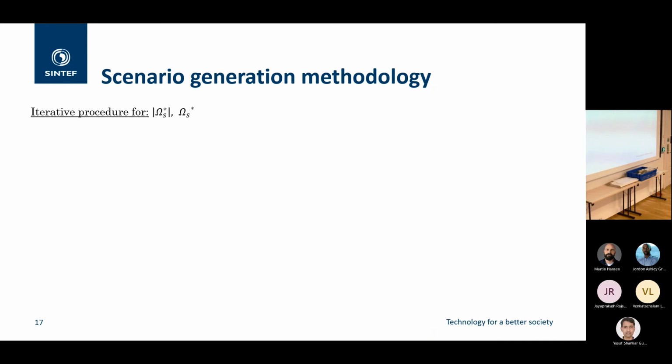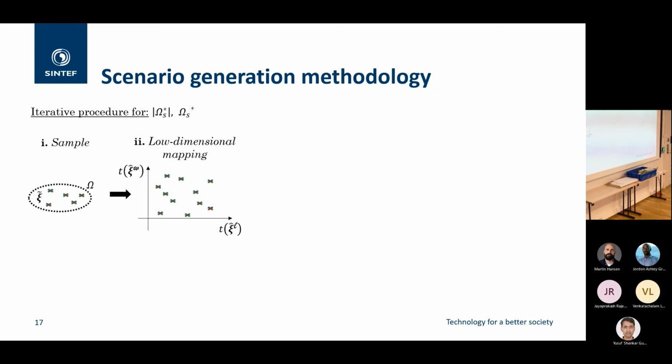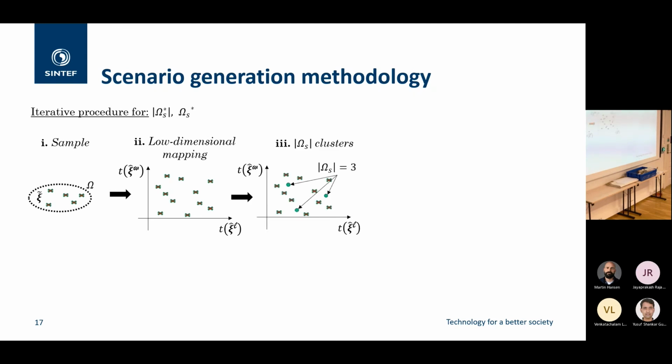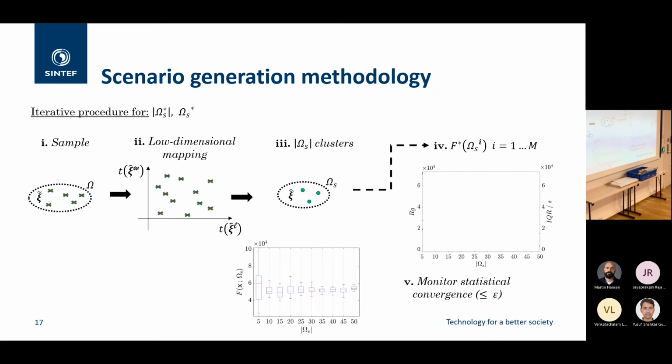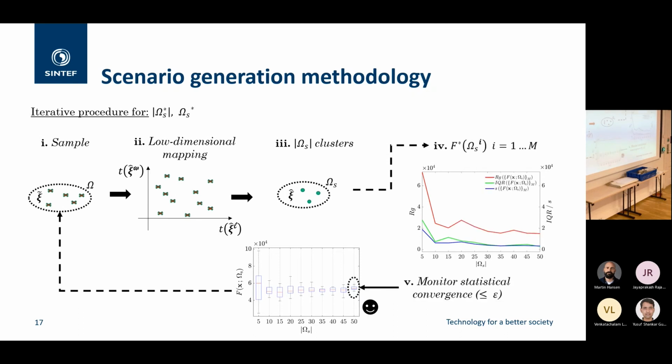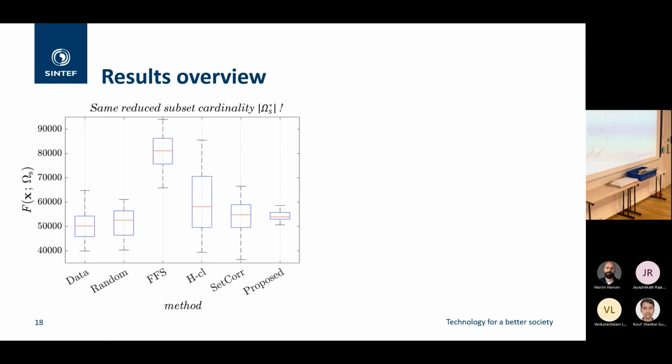So how do we decide how big this reduced subspace should be? For that, we have an iterative procedure that uses all the previous components that we said earlier. We sample the initial omega. We perform the low-dimensional mapping. Then we perform clustering, so we have a reduced subspace here. Then we solve the problem many times and check for the statistical stability. We have many different metrics to observe and validate that until we find the predefined convergence criterion. We do this procedure many times, increasing every time the cardinality of this reduced subset until we find the one that satisfies our predefined preferences. Therefore, we have a way to decide both the number of scenarios and what kind of scenarios should be inside the input uncertainty model.